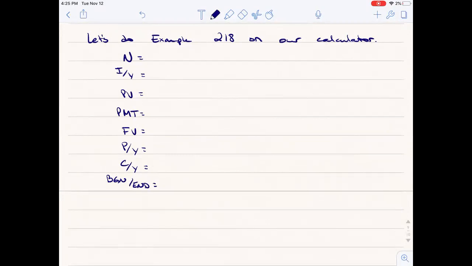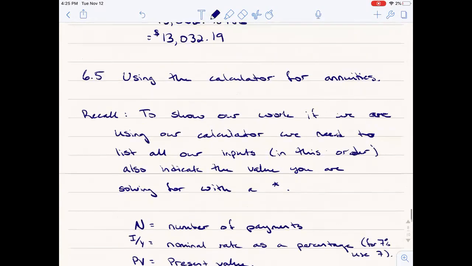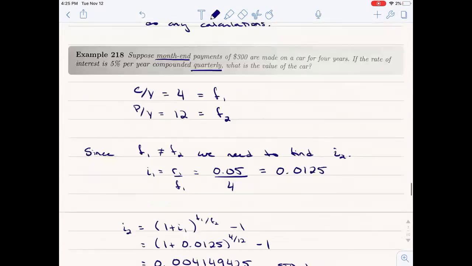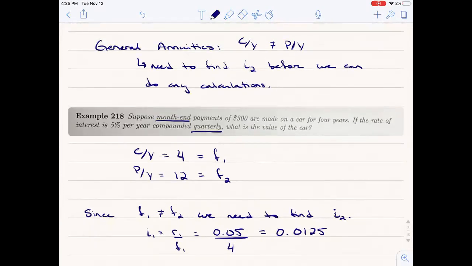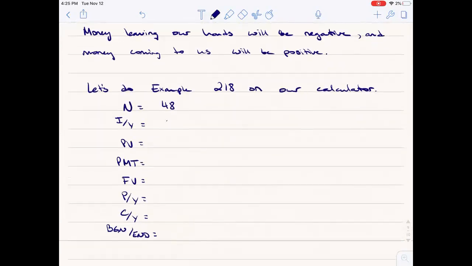We've done a lot of this work already, right? So we know that N was 48. The interest per year, that's the original interest that was in the question. So R was 5% per year, and so what we have to use is just 5. The present value is what I'm solving for. So remember, we put a little star by what we're solving for.